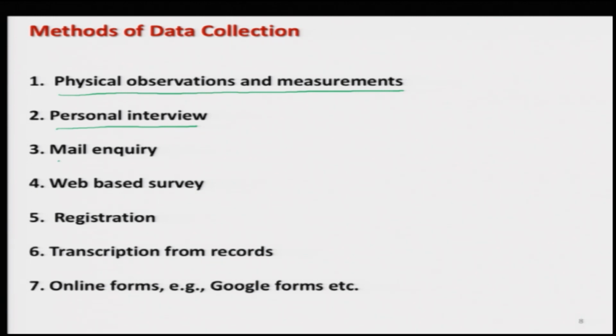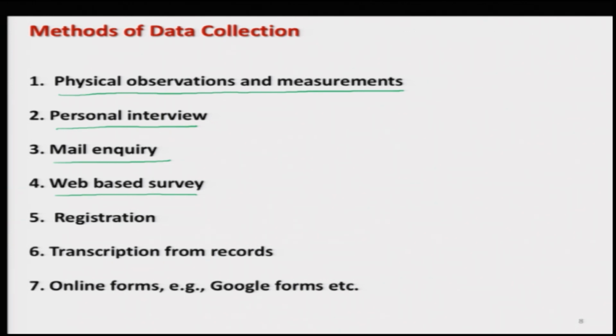The third thing is mail inquiry, which can be an electronic mail or a physical, postal mail. The questionnaire is sent to the people and they try to answer the questions. Nowadays web based surveys have become very popular. There are some websites which help in creating the questions and their possible responses. The advantage is that whatever the responses are, they are automatically compiled and the time to compile the data is saved.